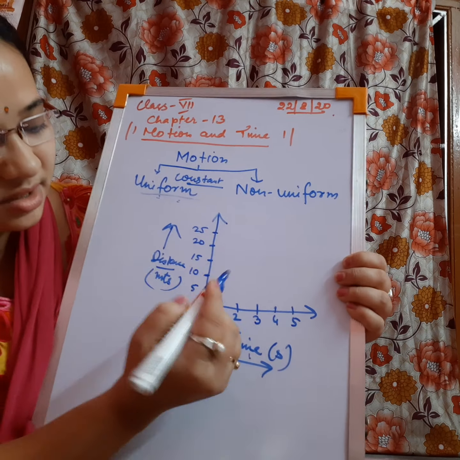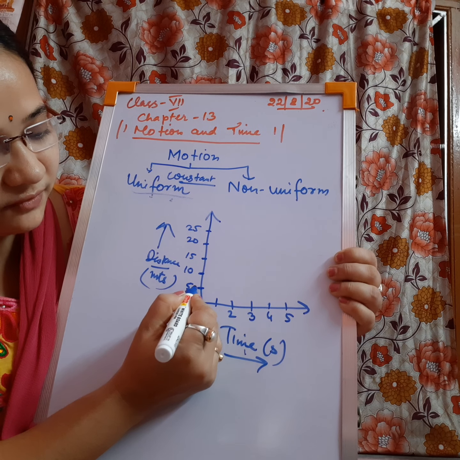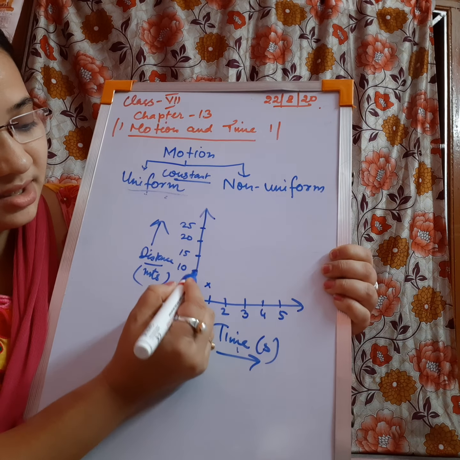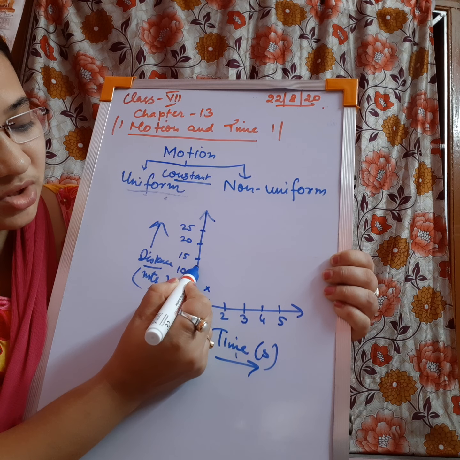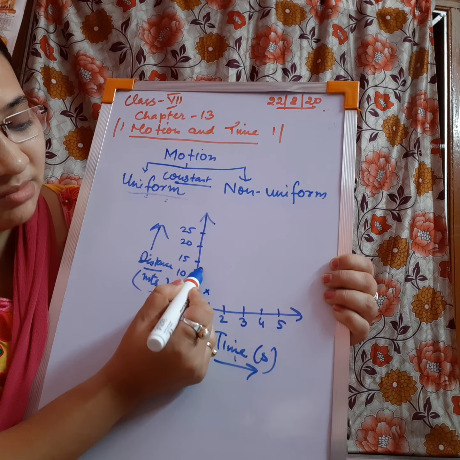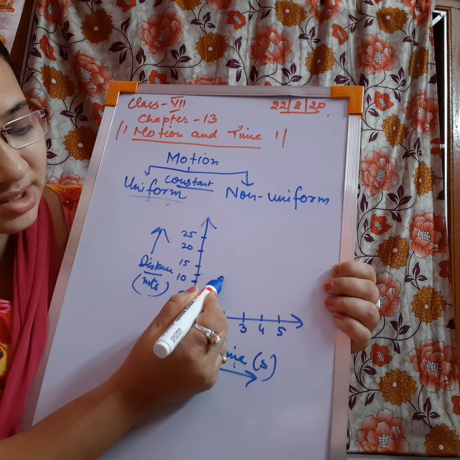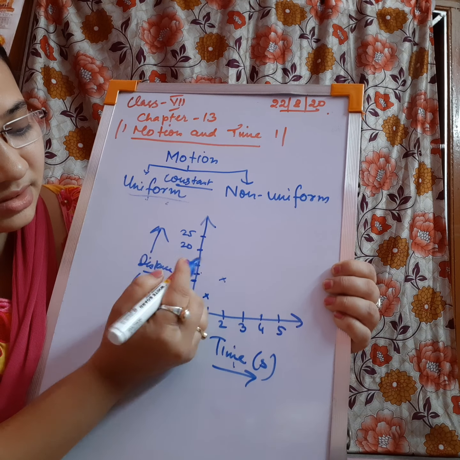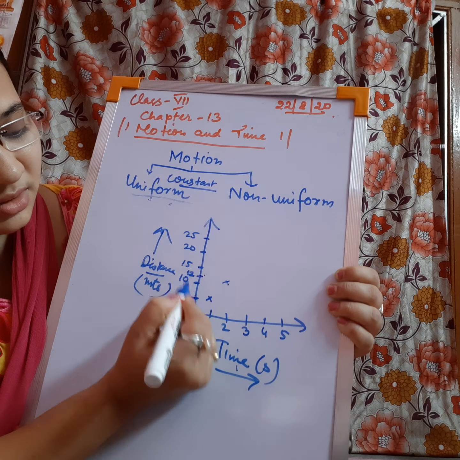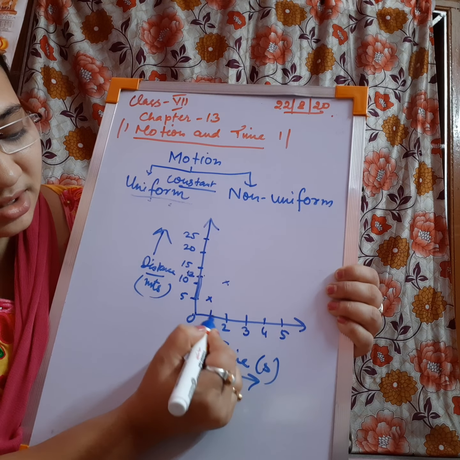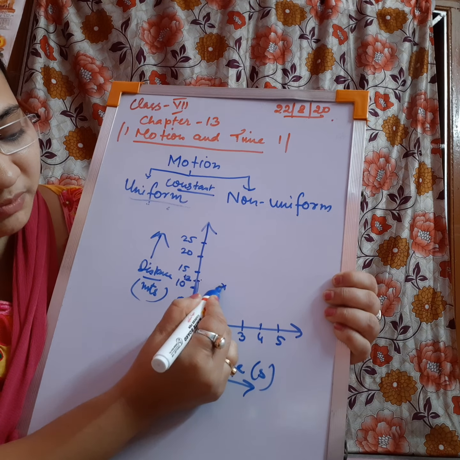Now suppose a car is moving. The first 5 meters it has covered in the first second. Then suppose the next 7 meters, that means from 5 to 12, it has gone in the next second. Then suppose this is 12. Okay, that means from 5 to 12, it has covered this distance in the next interval of time. That is why we plot it here.